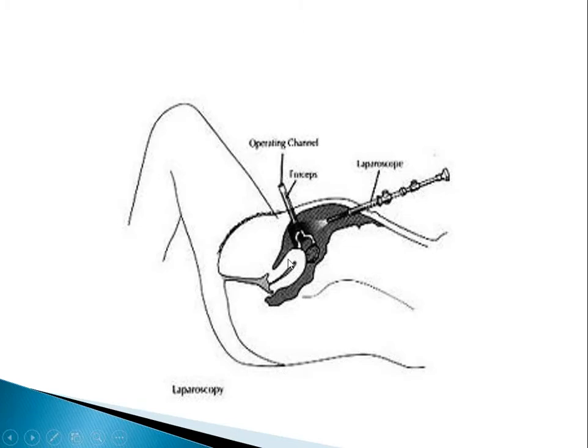This is the uterus, this is the ovary, this is the fallopian tube. You can see this is the light falling on the fallopian tube, and then we see this fallopian tube. This is the second portal or second cannula through which the ring applicator is passed. Then this loop of the fallopian tube is picked up and the rings are applied to the fallopian tube.